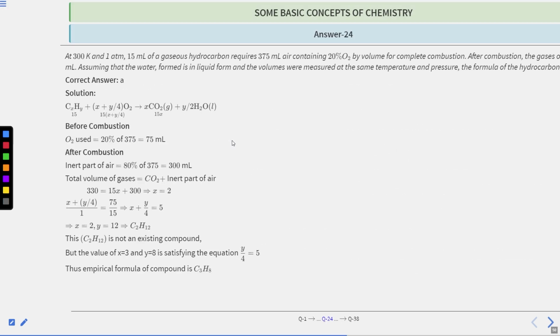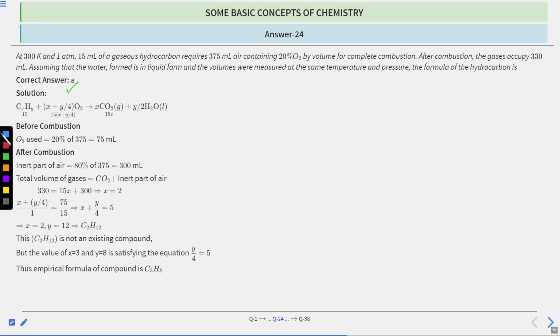Okay, so the correct option will be option A. How? Let's write the general equation of the combustion reaction, that is CxHy plus (x plus y by 4) O2 will give you x CO2 and y by 2 H2O. So before combustion, the O2 used is 20% of 375, which is coming out as 75 milliliter. After combustion, the inert part of air, that is 80% of 375, is 300 ml. So the total volume of gases will be equal to CO2 plus inert part of air, that is 330 will be equal to 15x plus 300.